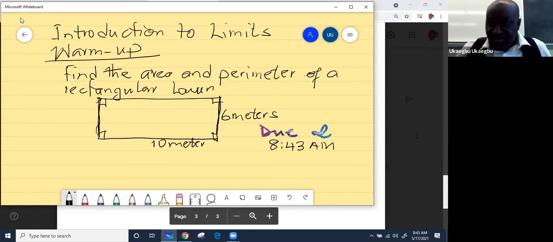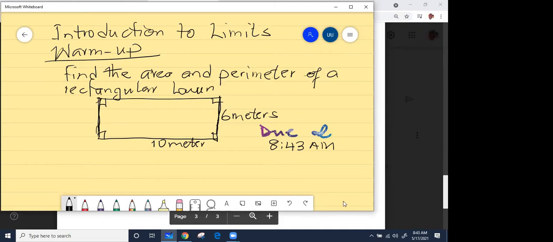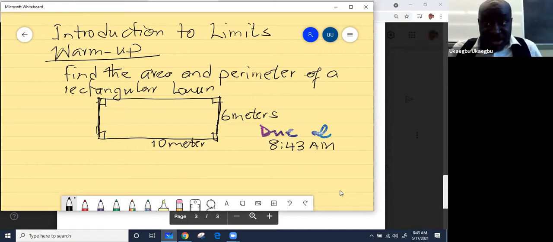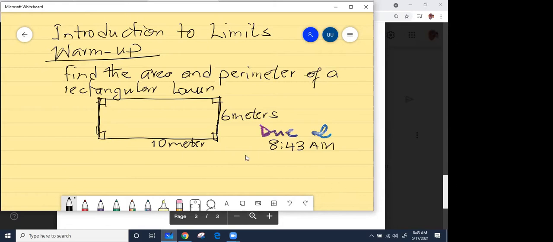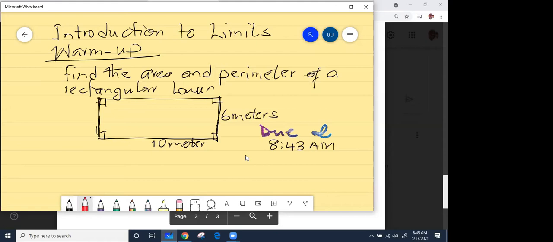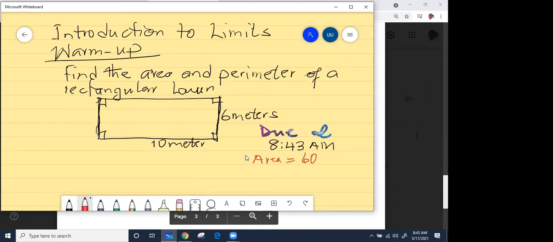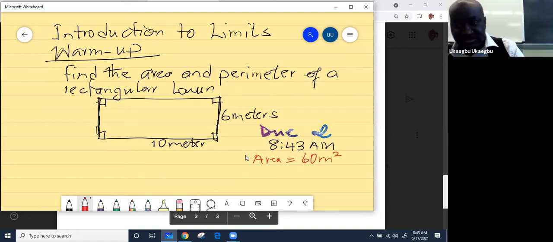Let's quickly review what you just did and see how it works out. Who has a solution for us? Participation is required, ladies and gentlemen. For the area, hold on, I'm just going to write your answer and then we take it from there. First name, please. Joshua. Go ahead, Joshua. I got 60. Area equal to 60. Is it 60 meters or 60 meters squared? 60 meters squared. Okay, thank you. Who else?